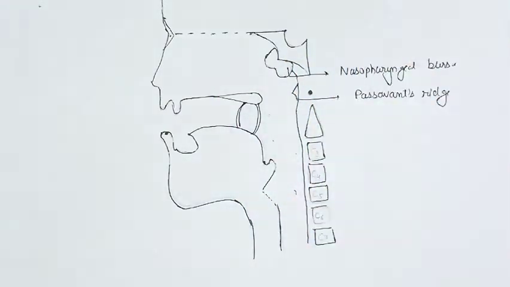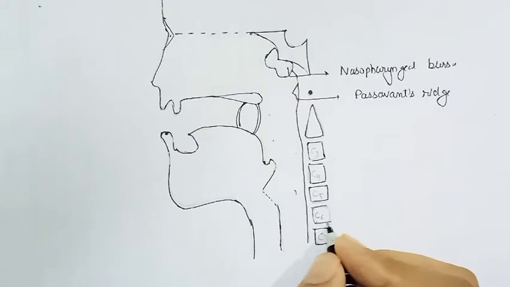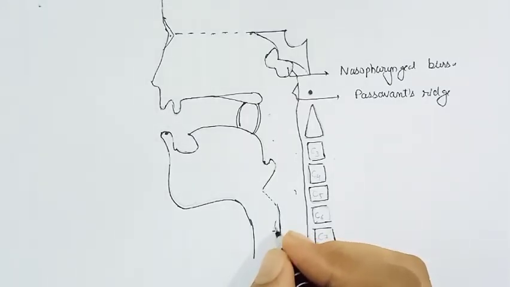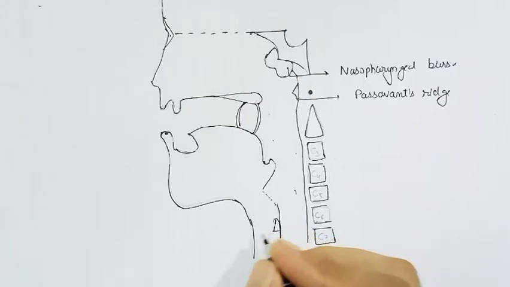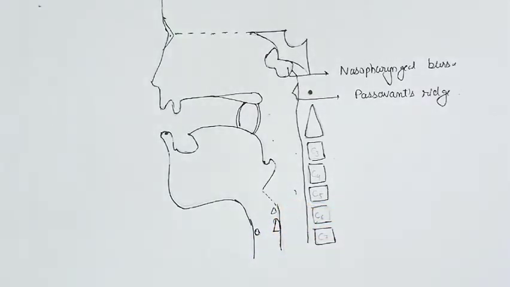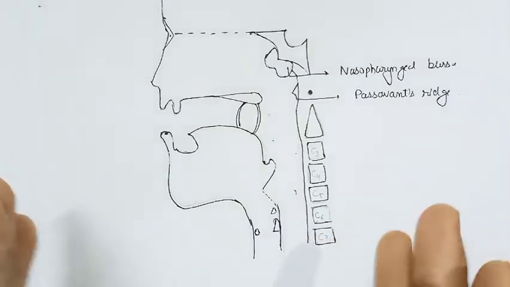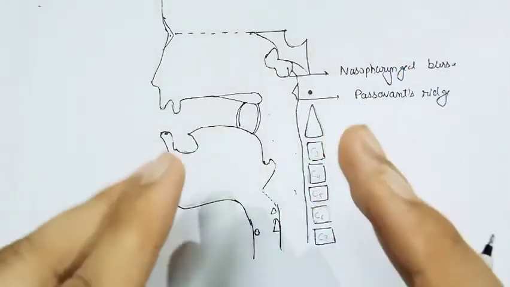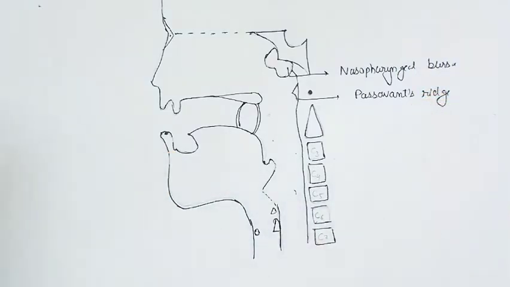oropharynx and the laryngopharynx. At the lower border of C6 in the front we have the lower border of the cricoid cartilage. So here we have the cricoid lamina, and anterior side we have the arch of the cricoid, and posterior side we have one more cartilage that is called the arytenoid cartilage. So we will discuss all these things, but this diagram you should keep in mind, because if a question on the pharynx is asked, this diagram is a must.